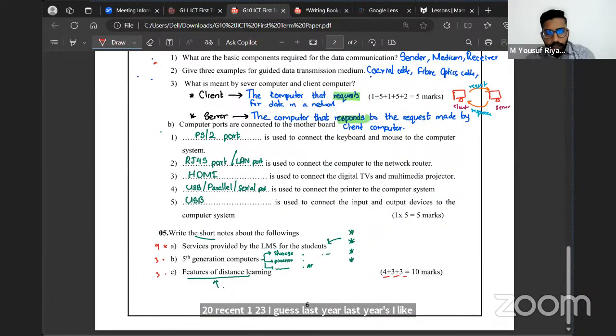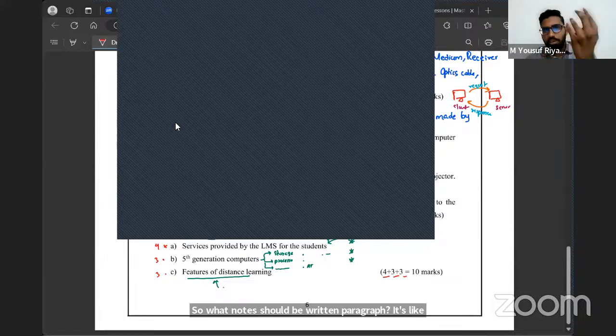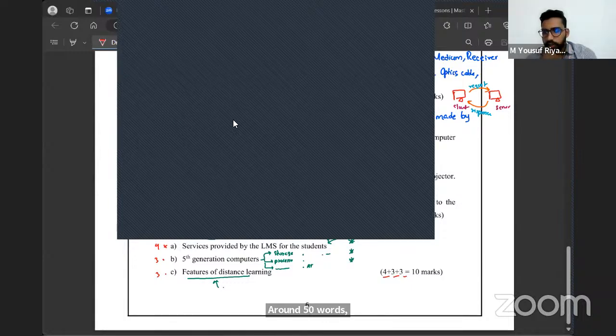Okay. Right. Now let me go for the MCQs. Short notes should be written in a paragraph. It's like half a page, maximum half a page. Around 50 words, okay? Like 6 lines are more than enough. One paragraph, you can write the whole short note. You don't have to write multiple paragraphs.